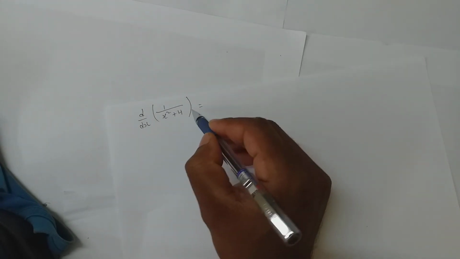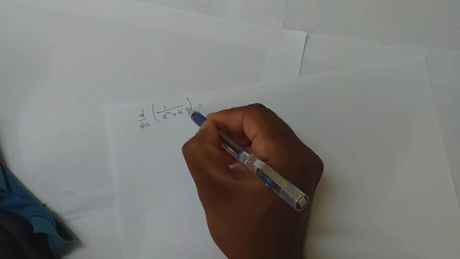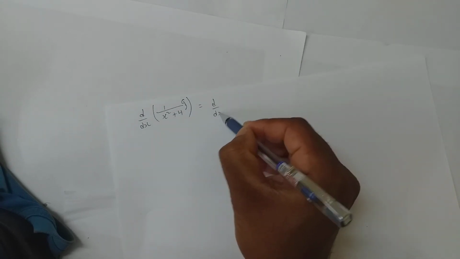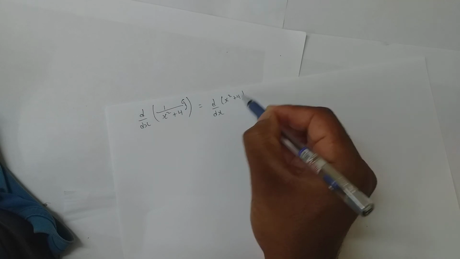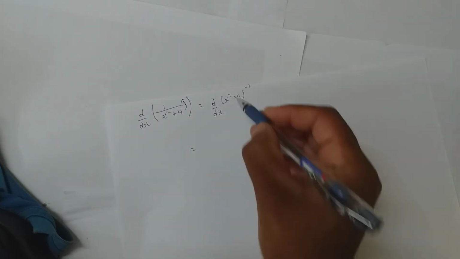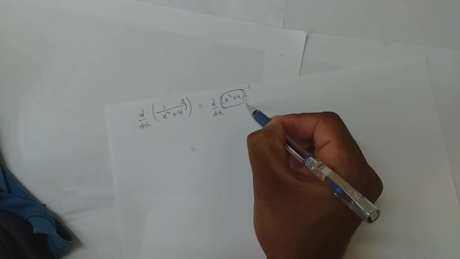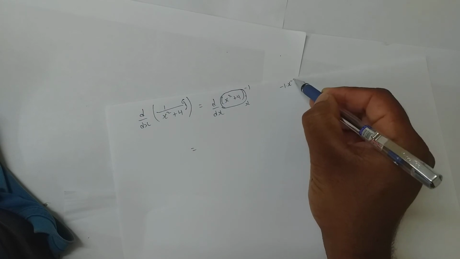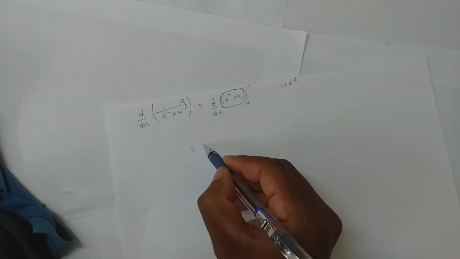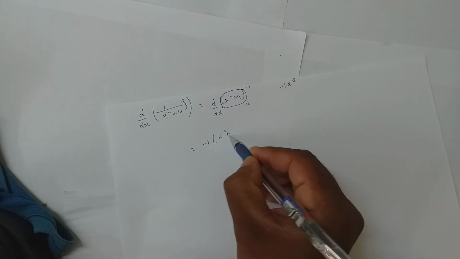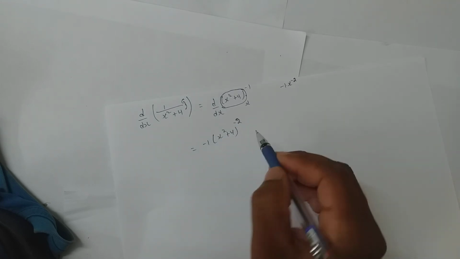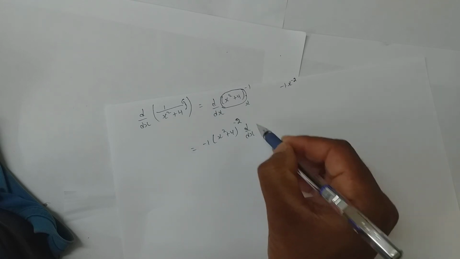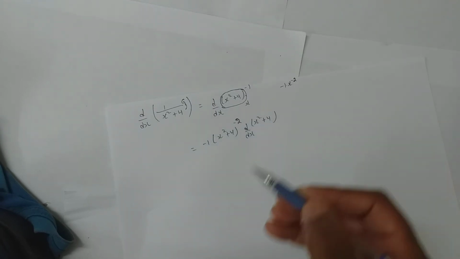Let us look at the next sum. D by dx of 1 by x square plus 4 is there. You cannot differentiate it directly unless you bring it to the numerator. So it becomes x square plus 4 power minus 1. So again you will assume this to be x. So what is the differentiation of x power minus 1? It is minus 1 into x power minus 2. So it results in minus 1 into, in place of x you have assumed something, so that you need to replace, into d by dx of x square plus 4.